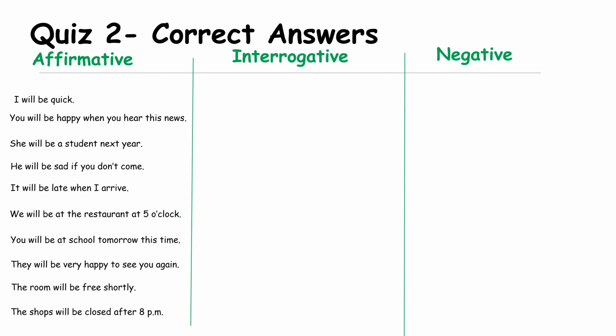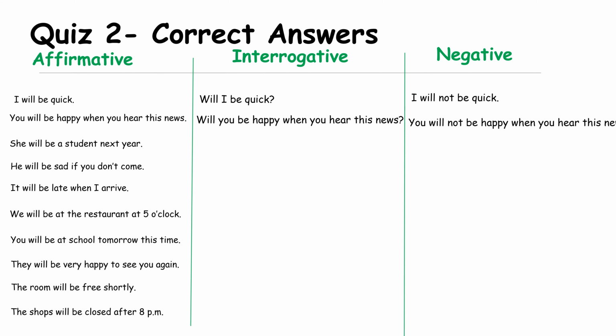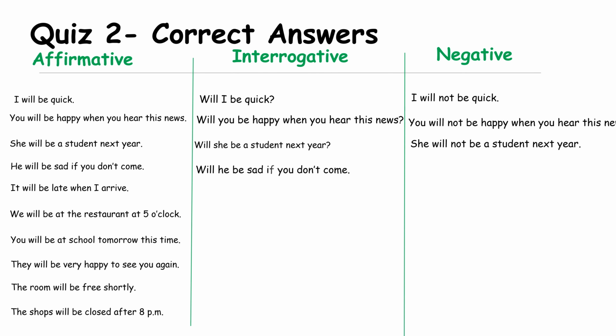I will be quick. Will I be quick? I will not be quick. You will be very happy when you hear this news. Will you be happy when you hear this news? You will not be happy when you hear this news. She will be a student next year. Will she be a student next year? She will not be a student next year. He will be sad if you don't come. Will he be sad if you don't come? He will not be sad if you don't come.